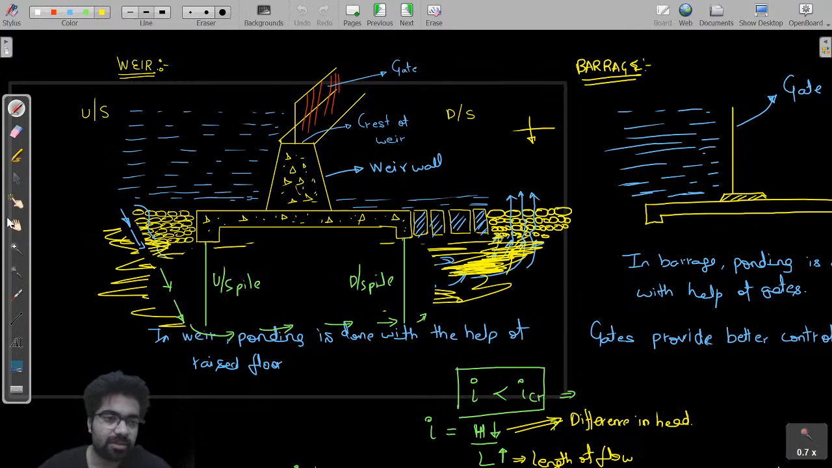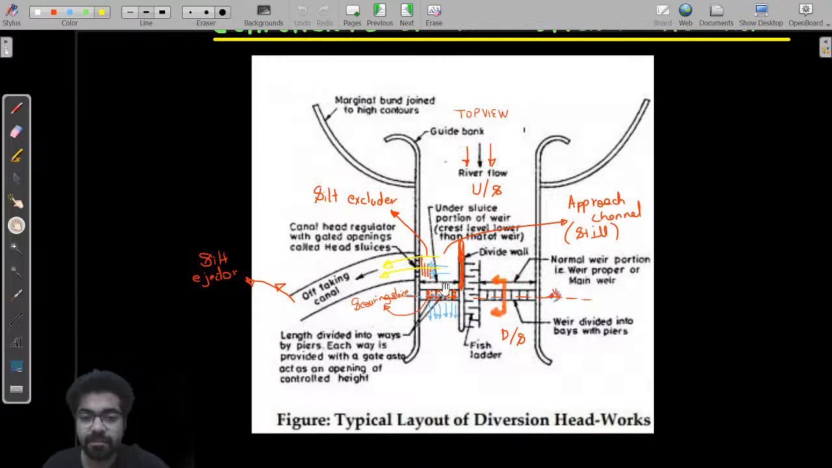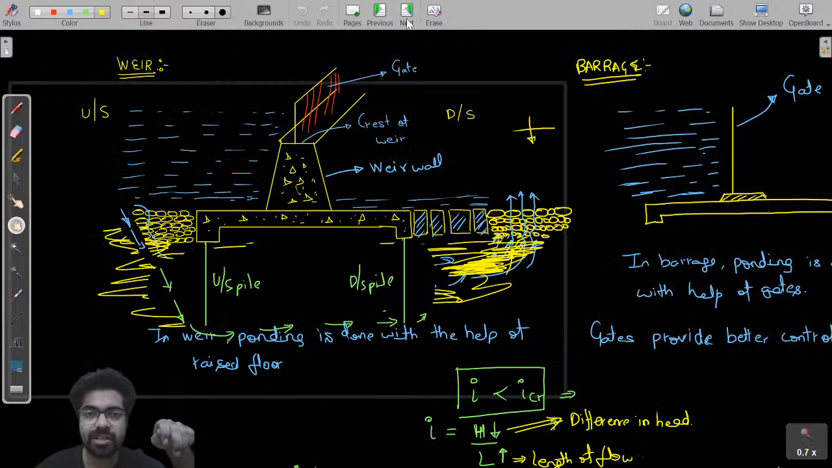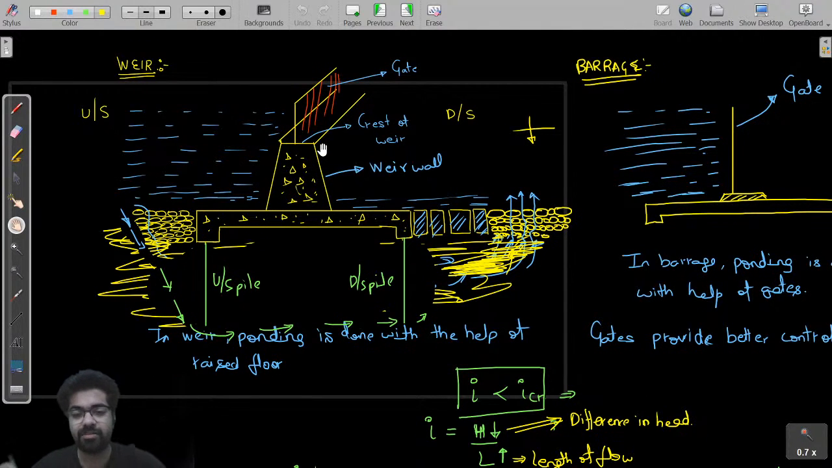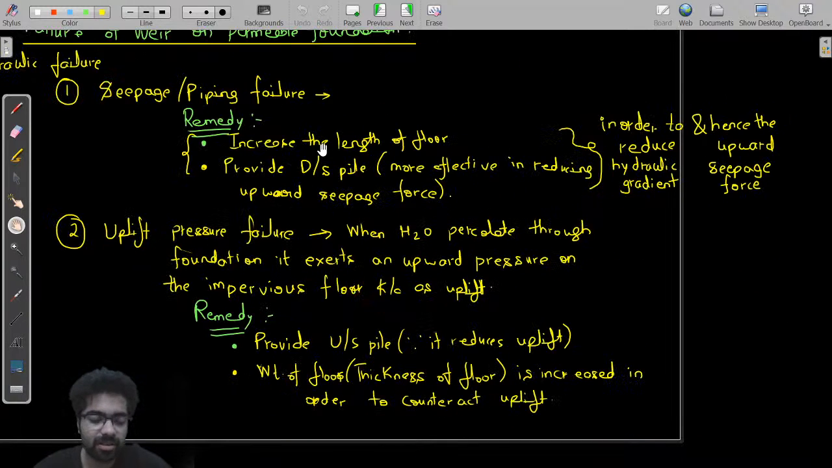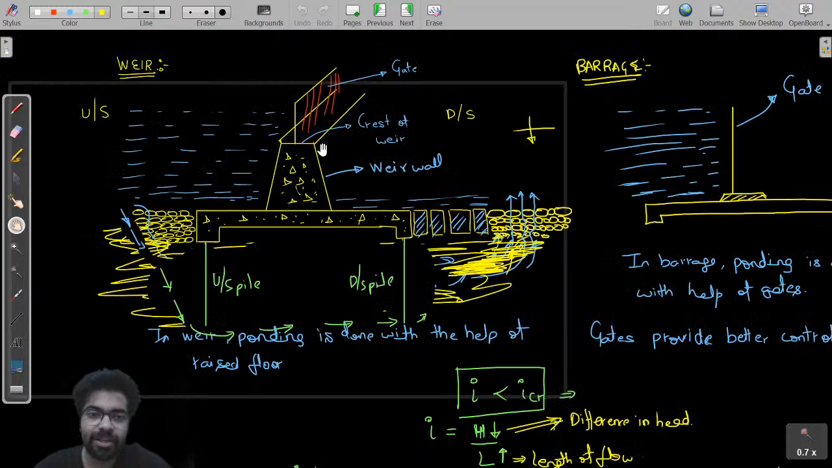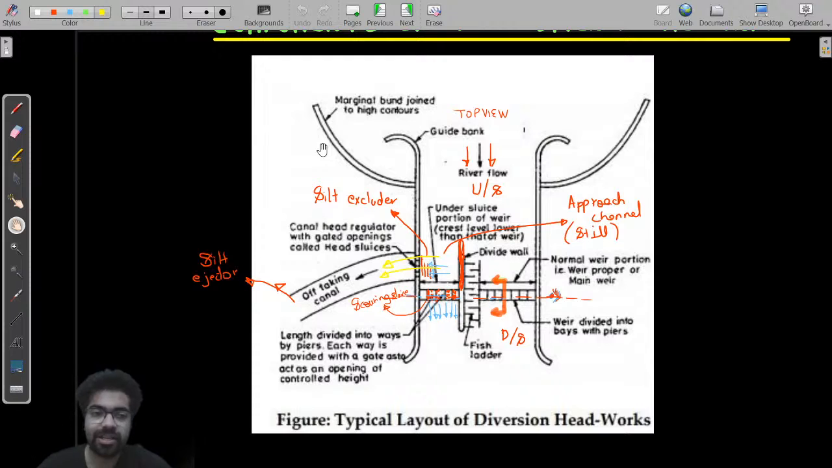Comments are now visible, no problem. What I was telling, yes. See here, are you asking about the crest level here? You are asking about the crest level here. Or the comment will come after some time. YouTube has too much lag. So let me tell you both points so you can understand.